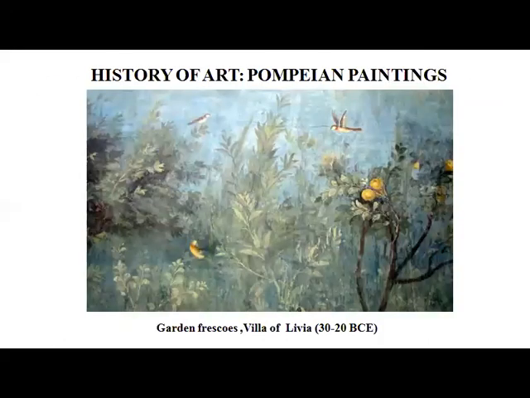Atmospheric perspective was used in Pompeian second-style painting dating as early as 30 to 20 before Common Era. A notable example is these garden frescoes from the Villa of Livia in Italy. These frescoes depict illusionistic quality and incredible accuracy of plant species without forgetting the color contrast.